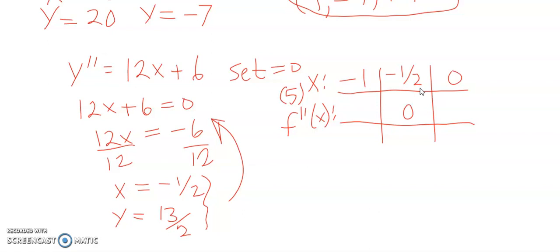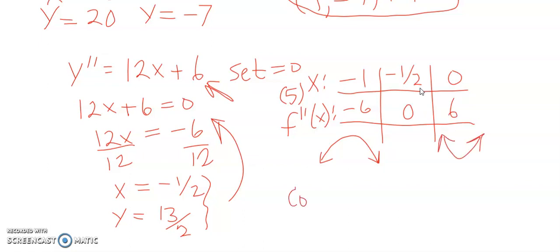So put those into your second derivative right there. And if you put in a negative 1, you're going to get back negative 6. And because the second derivative is negative, that means that it's concave downward. That's where it's concave down, when x is less than negative 1/2. And if you put a 0 into your second derivative, well, 12 times 0 plus 6, that's going to give you a positive 6. Positive, so it's concave up.